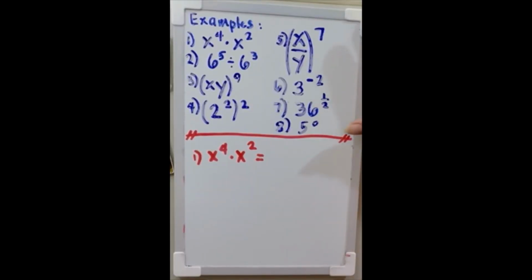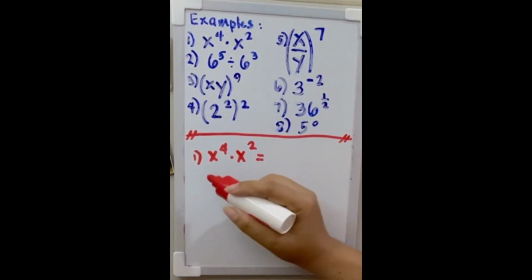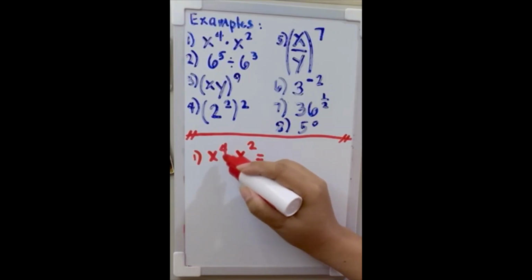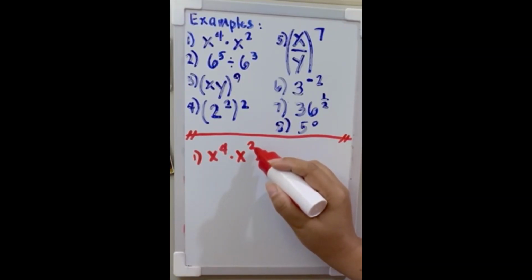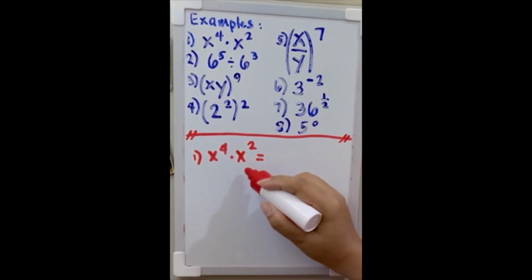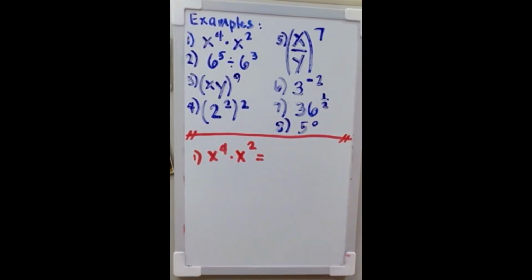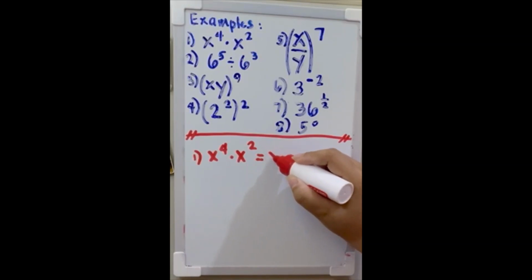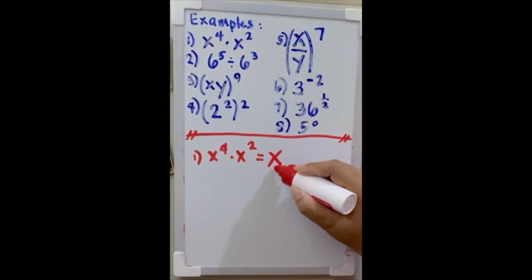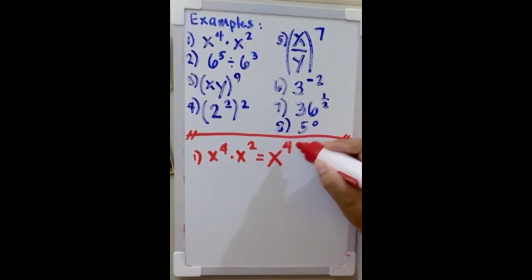Let's take a look at these 8 problems about the laws of exponents. Let's answer number 1. We have here x raised to 4 times x raised to 2. So you have the same base, and the exponents here are 4 and 2. Following the product rule, you write the base x raised to 4 plus 2. So we are adding the exponents. So this is equal to x raised to the power of 6.